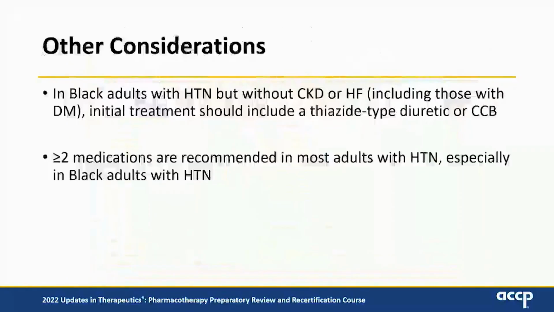I do want to note the guidelines say in Black adults with hypertension, but without a compelling reason to use an ACE or an ARB, if you're selecting from those 3 main drug classes, preference should be given to thiazide-type diuretics or calcium channel blockers, which we know are more effective at lowering blood pressure in that population. And then again, if your patient has stage 2 hypertension, you can start 2 drugs right away. In fact, most patients with hypertension are going to need at least a 2-drug regimen.